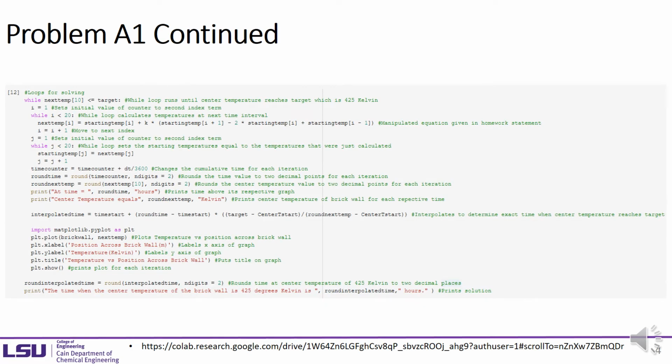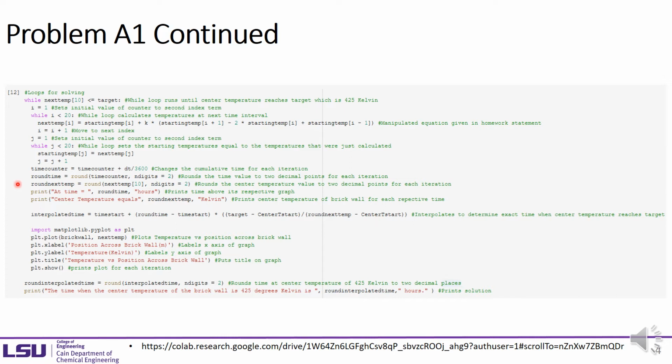For my next block, I have a series of while loops that actually help me solve my problem. The first while loop runs until the center temperature reaches the target value of 425 degrees Kelvin. The second while loop calculates the temperature at the following time interval, and the equation shown in the line directly beneath that is the manipulated equation from the given homework statement. The third while loop sets up the starting temperatures equal to the temperatures that were just calculated. I also have a time counter variable that keeps track of the total time elapsed.